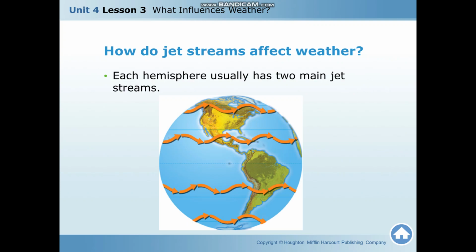Each hemisphere usually has two main jet streams, as what you can see in the picture, two in the North Pole and two in the South Pole. Those are indicated by the orange arrows. And again, the direction is from the west to the east.